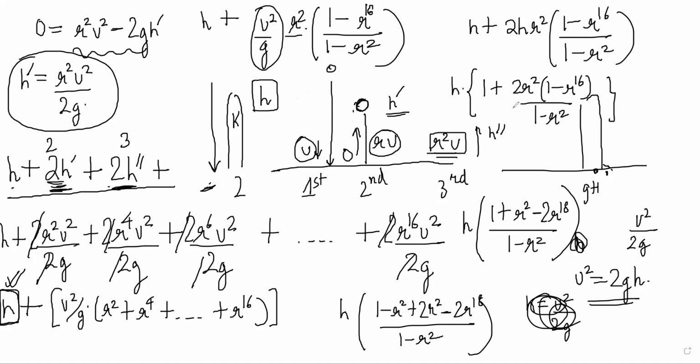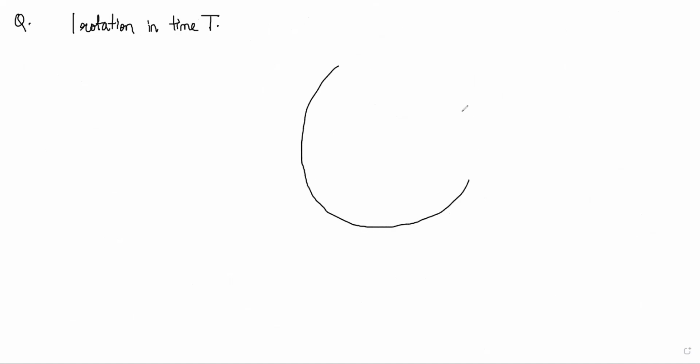Okay. Then we have this one. A certain planet. A planet completes one rotation in time capital T. The weight of an object placed at the equator on the surface is a fraction f of its weight recorded at a latitude of 60 degrees. So, okay, this is a planet.